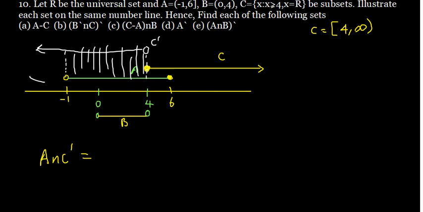So you can see that -1 is not part of the set A. Therefore, it can't be part of the intersection. 4 is not part of the set C complement. It can't be part of the intersection. That is why we used open interval brackets.